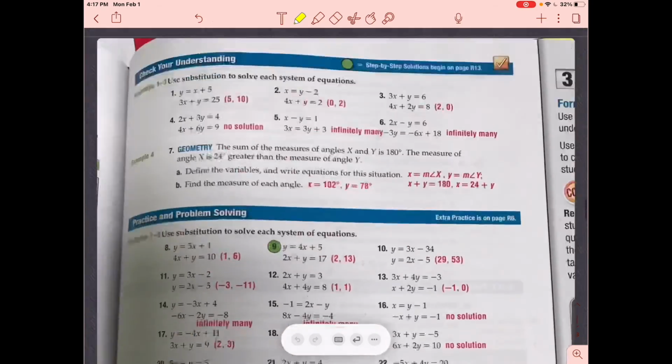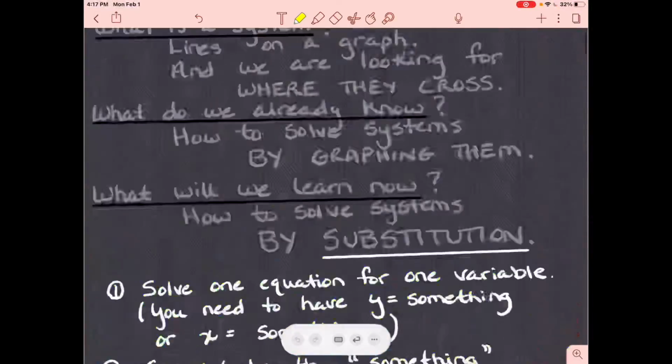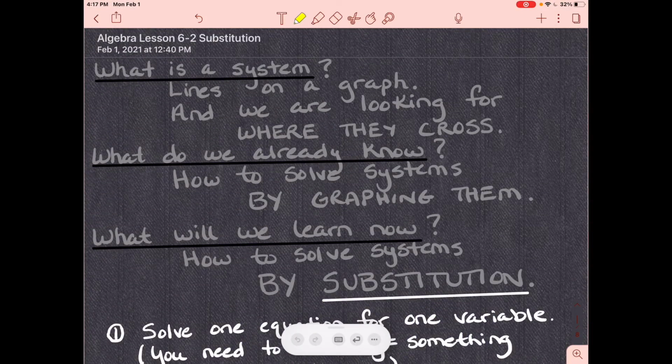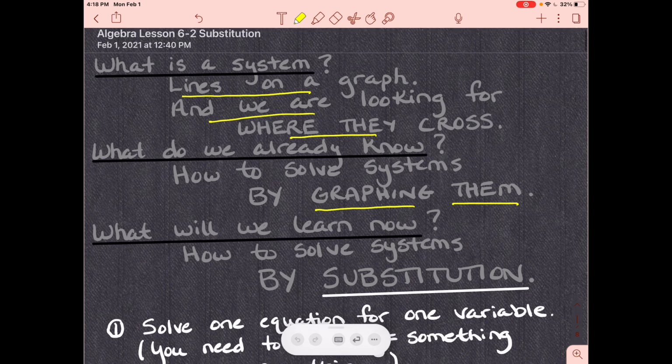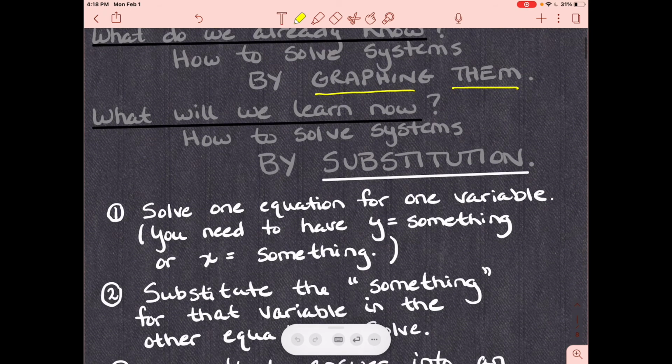All right, I want to go back up and summarize this just a little bit. Okay, what is a system? They're just lines on a graph, and we're looking for where they cross. What did we already know before we did this? We knew how to solve systems by graphing them, by looking at the graph and seeing where the lines cross. What did we learn today? We learned how to solve the systems by substitution.